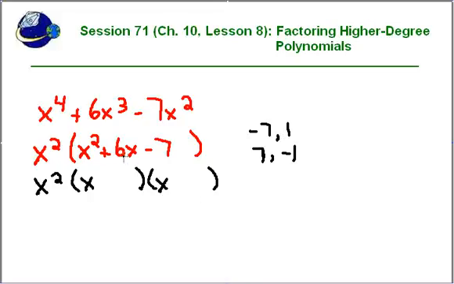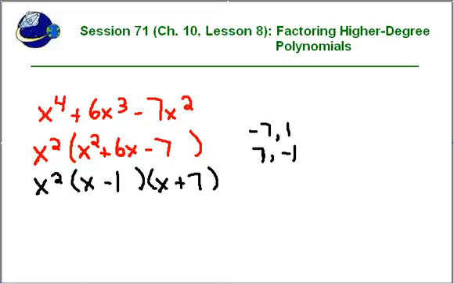We're after a positive 6x. So if I were to place a minus 7 in here, that would give us a minus 7x plus a 1x. That would give us a minus 6x. And what we want is a positive 6x. So what we really need here is a positive 7. So we'll go ahead and make this a plus 7, and we'll stick a minus 1 in there.